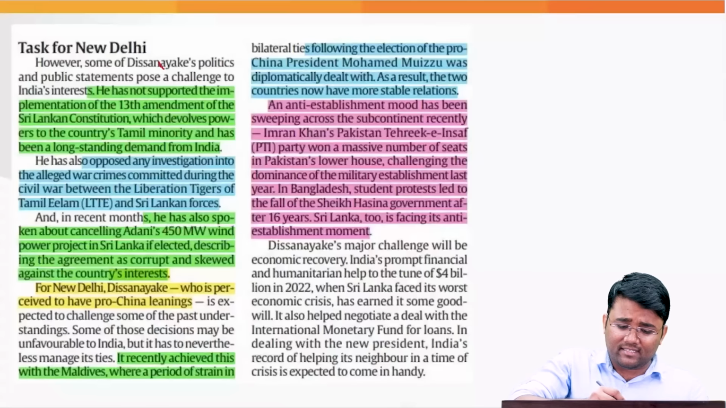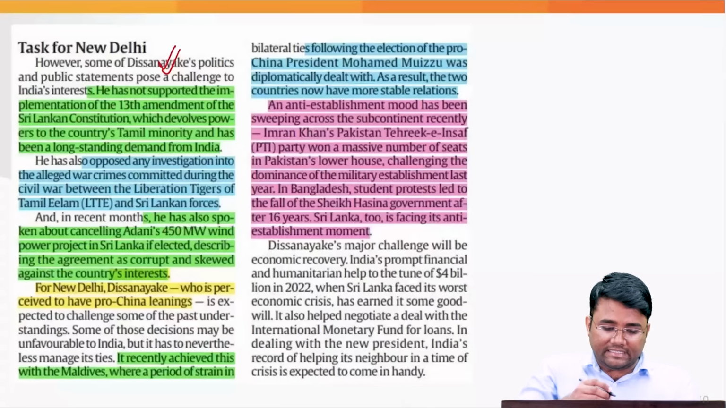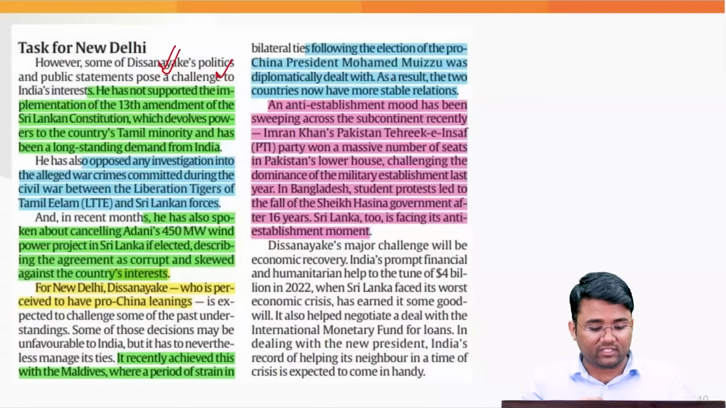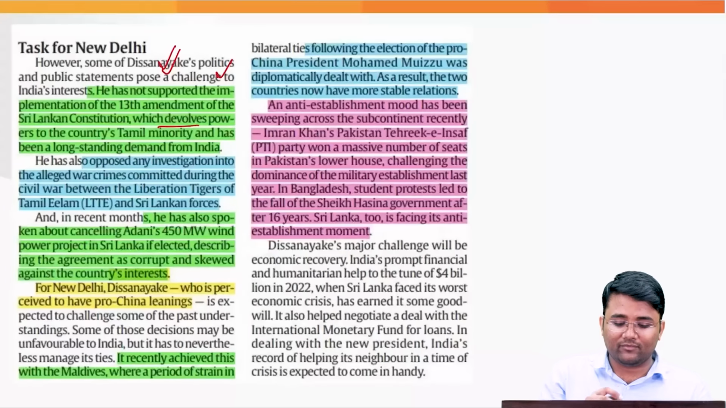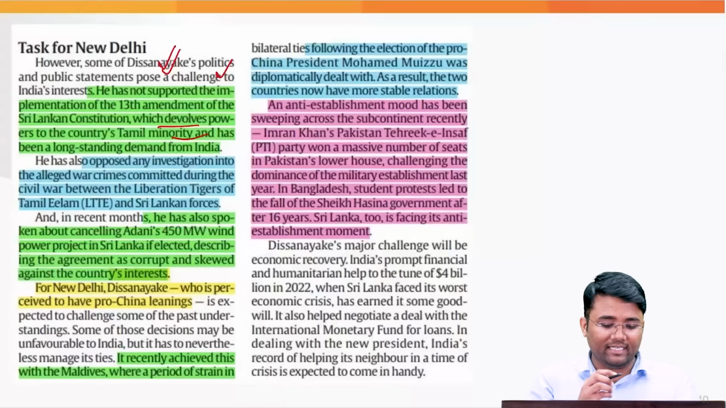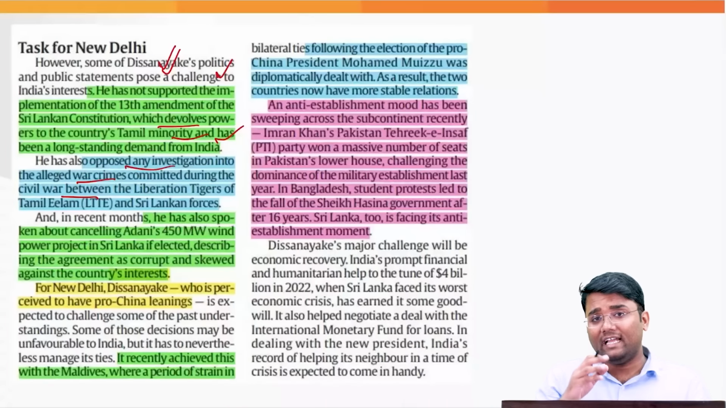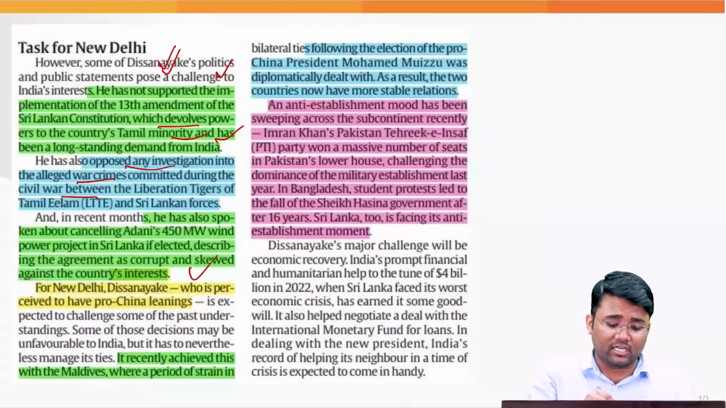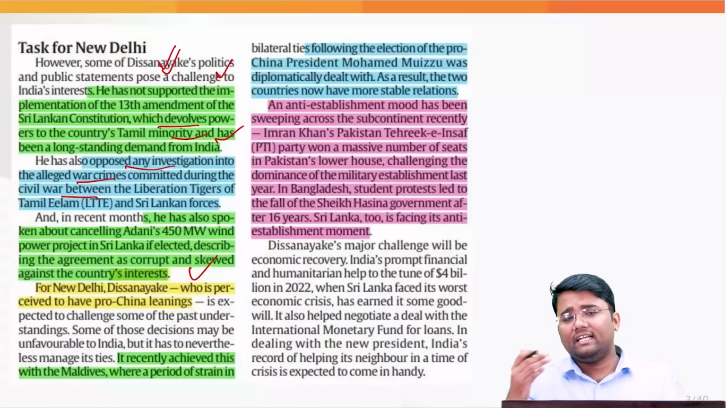However, there are some apprehensions that the current president is not supporting the implementation of the 13th Amendment of the Sri Lankan constitution, which devolves powers to the country's Tamil minority, and has been a long-standing demand of India. He has also opposed any investigation into the alleged war crimes committed during the civil war between the LTTE and security forces.